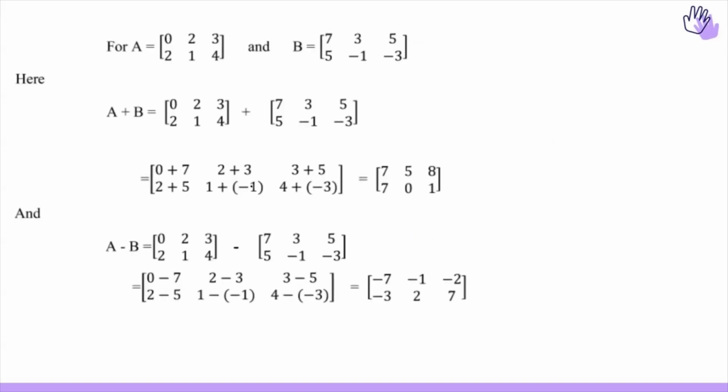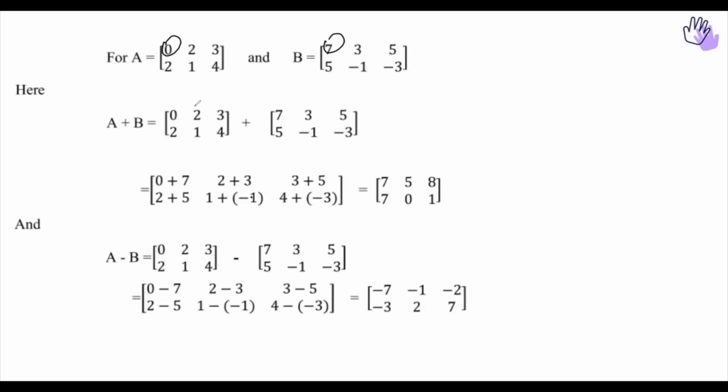So for example, take this example, right? So we have 0, 7. When you add them, you get 7 as the final answer. We have 2 and 3. 2 plus 3 equal to 5. 3 and 5. 3 plus 5 equal to 8. 2 and 5. 2 plus 5 equal to 7. 1 and minus 1. 1 plus minus 1 equal to 0. 4 and minus 3. 4 plus minus 3 equal to 1, right? So this is how we will find the corresponding matrix.